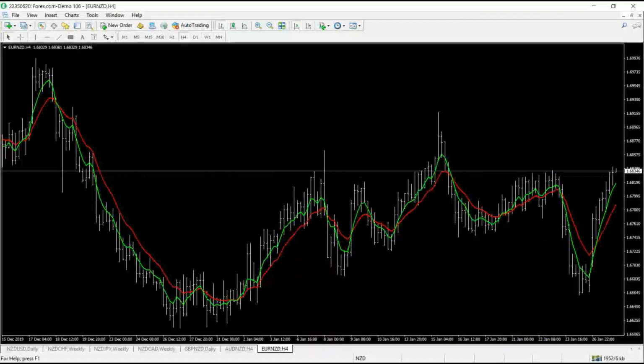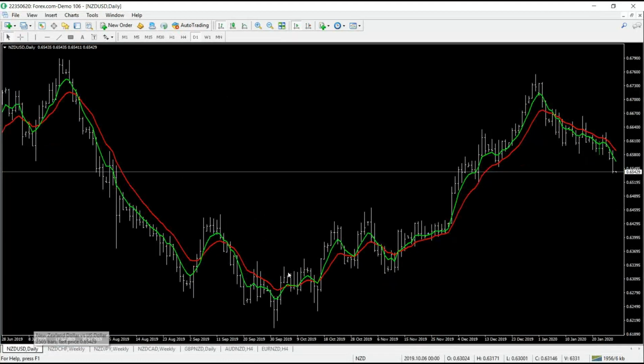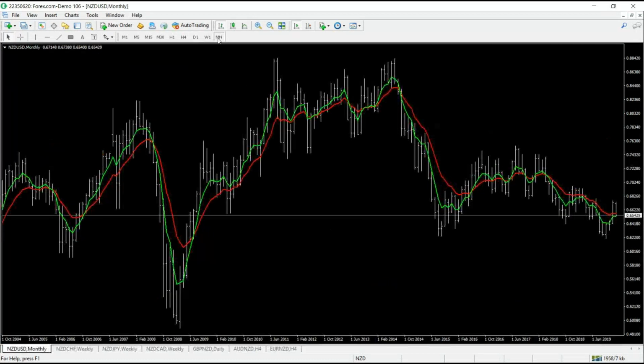So with that, let me get the charts open here. So I have the New Zealand charts open. Let's go to the New Zealand dollar daily first. So this is strong versus weak. If you look at the monthly chart on this thing, there's no trend on this right now. Don't know which way it's going to go.